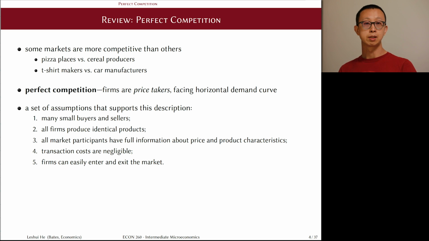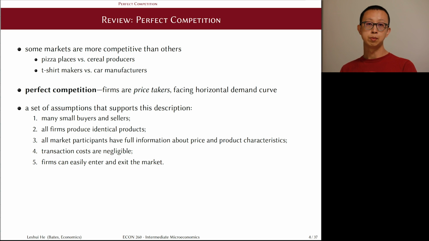Perfect competition is a scenario economists use to model an extreme form of competition. It is a hypothetical environment constructed by a set of assumptions. The first assumption is that there are many small buyers and sellers in this market, so no individual buyer or seller has a major impact on others. Each buyer or seller simply responds to the market conditions, as opposed to being able to influence others to change the market through their own actions.